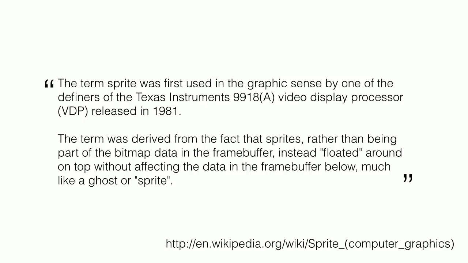So they called them sprites because they have this thing. This chip was made to let you move one image around on top of another image without affecting the frame buffer. So the bits in the frame buffer, the background, you could move something else on top of it and it wouldn't affect it, like a sprite or a ghost. So that's where we get the term sprite from. It's like a ghost.